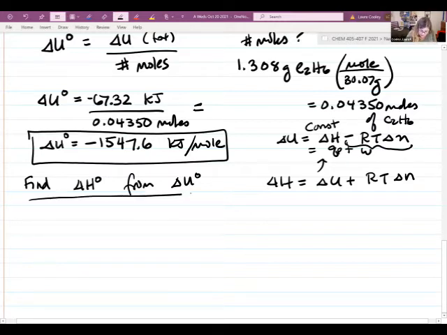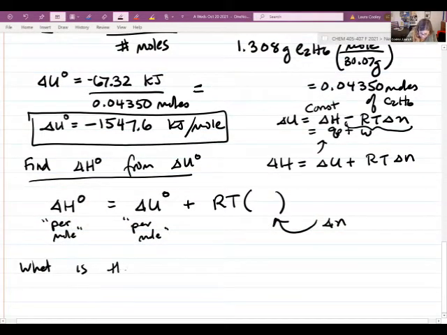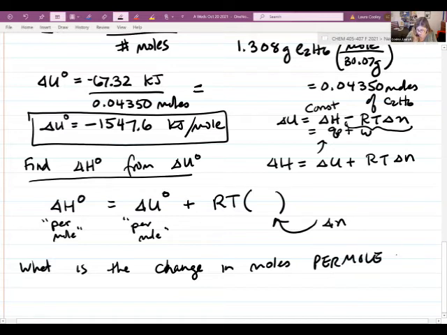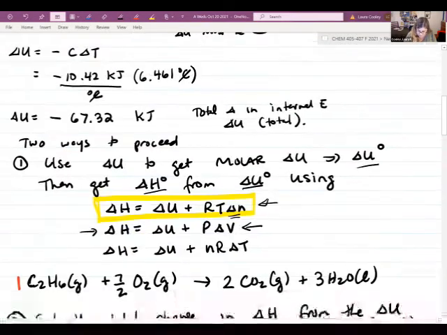All right, so now we're going to find delta H zero from delta U zero using this formula. And so really what we're going to do is delta H zero equals delta U zero plus RT. And now what is the delta N going to be here? Now, since these are per mole quantities, what we are looking for is what is the change in moles per mole of C2H6. And for that, we go back and look at this equation that I've written already. So maybe I'll do a cut and paste and move it down.